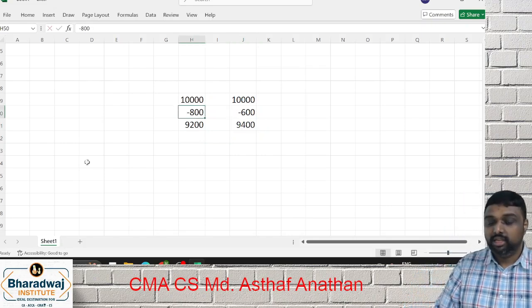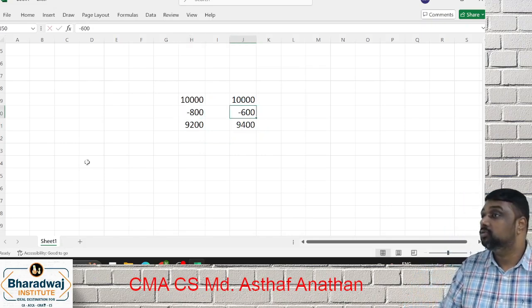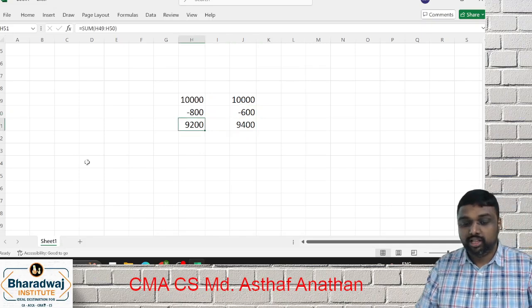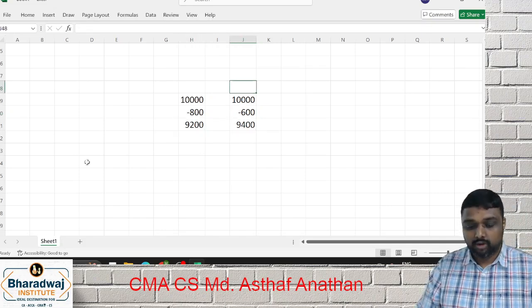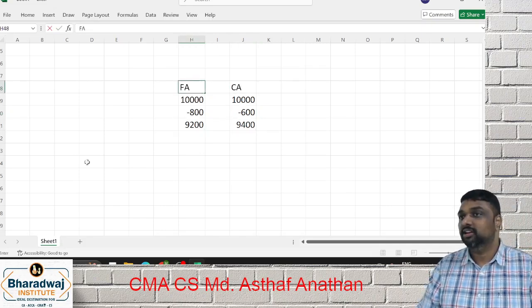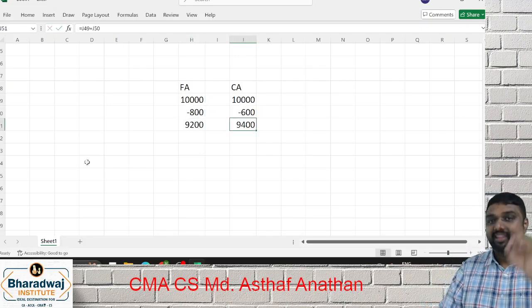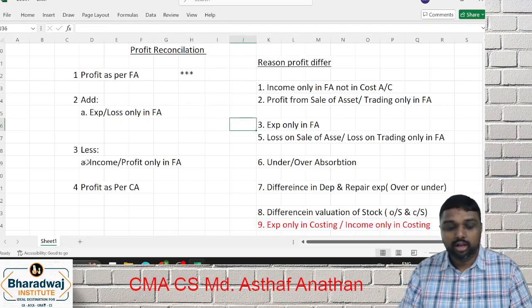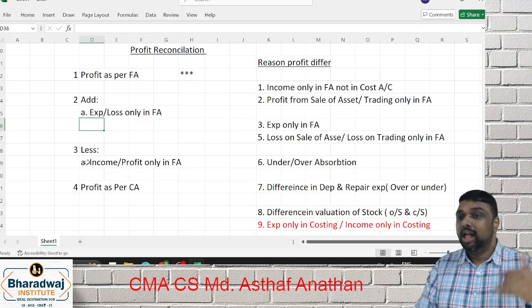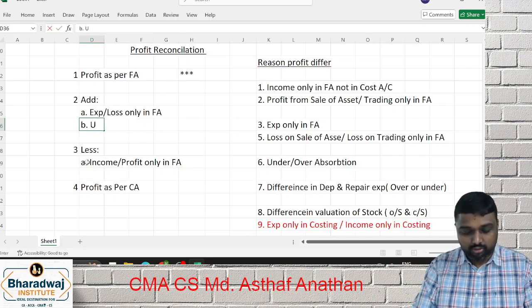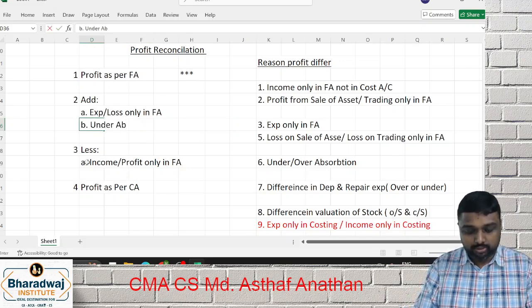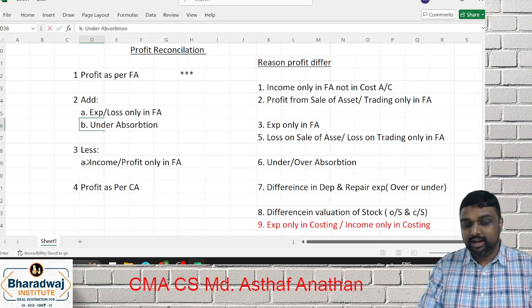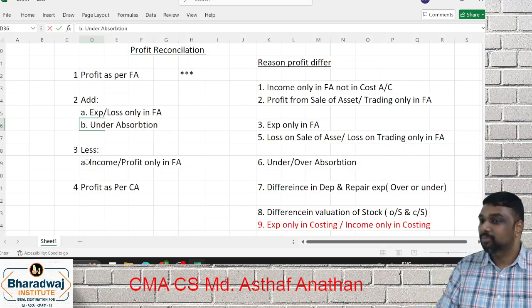Tell me the difference. Here you charge 800, here you charge 600. Where is the profit more? This is cost accounts, this is financial accounts. Where the profit is more, so if under absorption is there, cost profit will be more. If cost profit is more, you have to add. So you have to go for under absorption. Already these are all with you in the book itself.